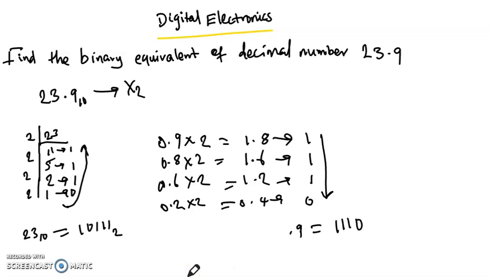So finally, the solution to 23.9 to base 10 in binary will be 10111 point 1110, to base 2. And this is how you can convert this type of number from decimal to binary, and you can do it also from decimal to octal and from decimal to hexadecimal. The only thing is, if it is octal, you divide by 8.